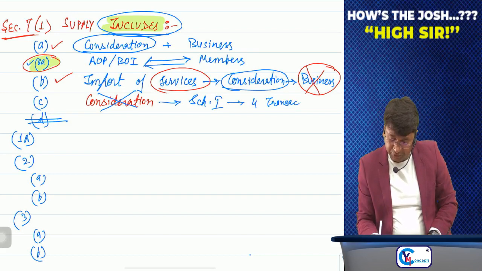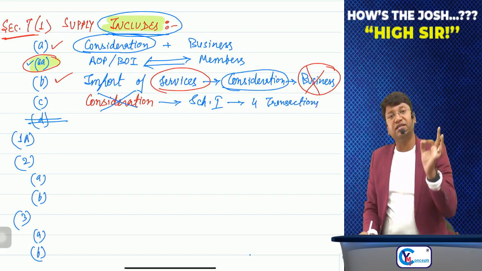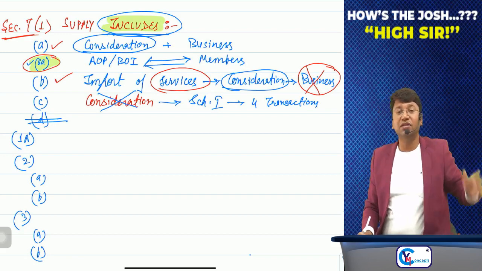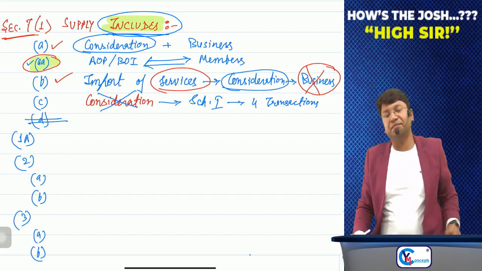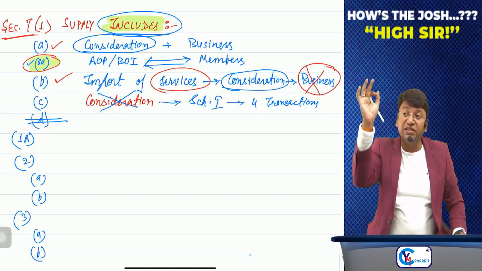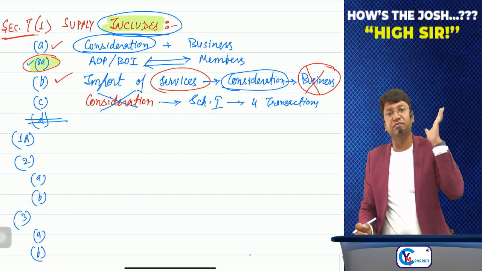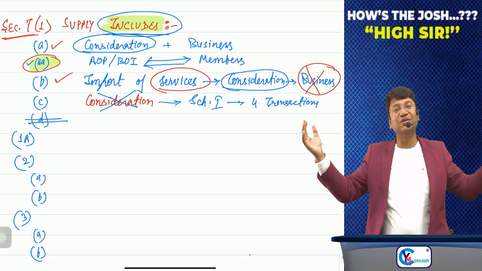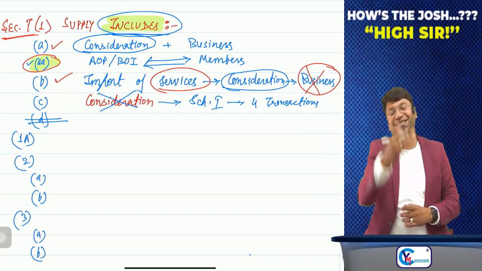At present there are 4 transactions which are covered in schedule 1, and if the transaction is covered in schedule number 1, then it will be supply, although there is no consideration at all. 4 transactions are mentioned in schedule number 1, which says that even if there is no consideration in these 4 transactions, then also it will be included in the term supply and GST will be charged. Now, what all those 4 transactions are, we will be continuing from the next lecture.